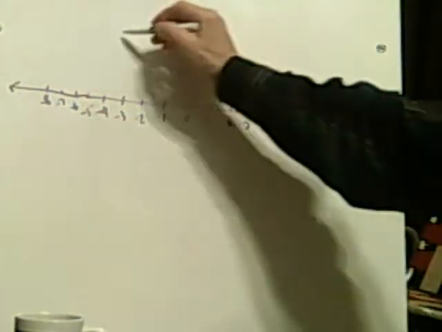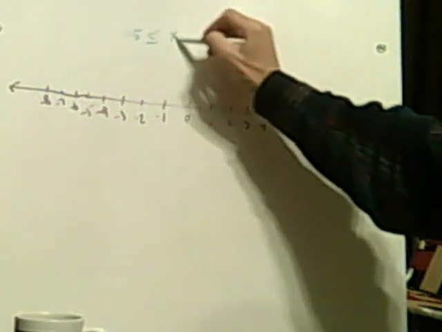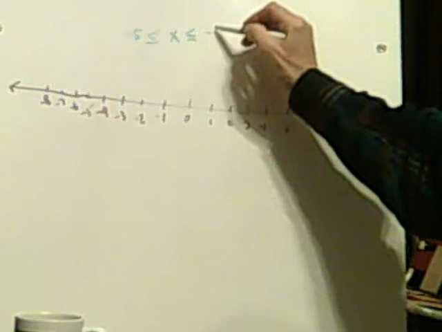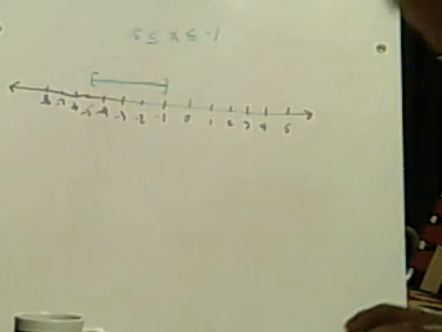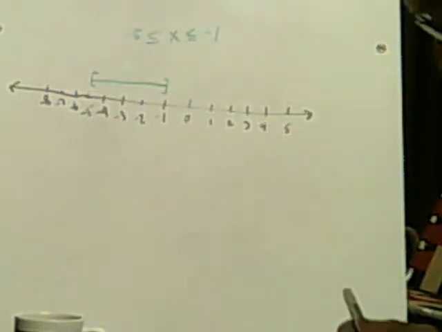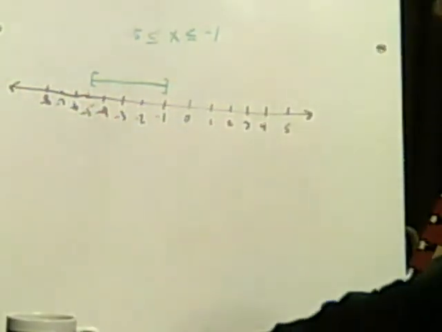Okay, now let's go to number 8. This one says -5 is less than or equal to x, which is less than or equal to -1. So this means that it's going to be between -5 and -1, including the two ends. This is called a closed interval. It's an open interval if it doesn't include the endpoint. I'm putting this higher than the number line, so I don't have to keep redrawing the number line.